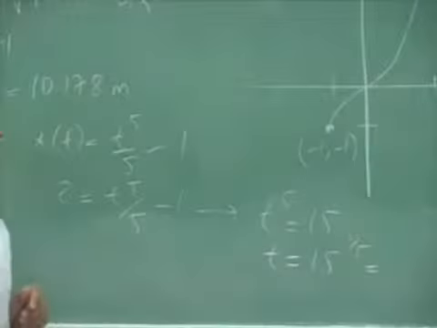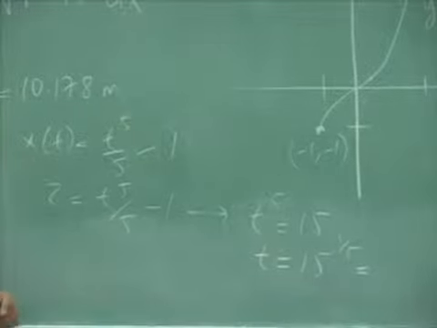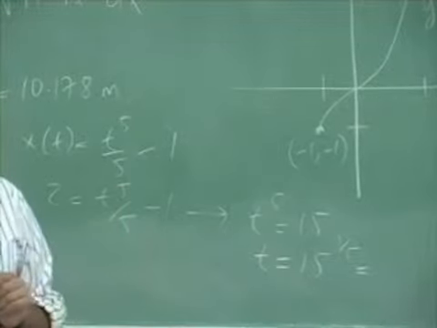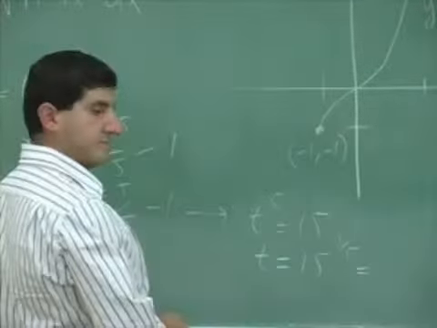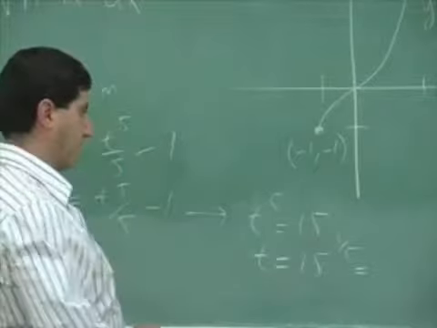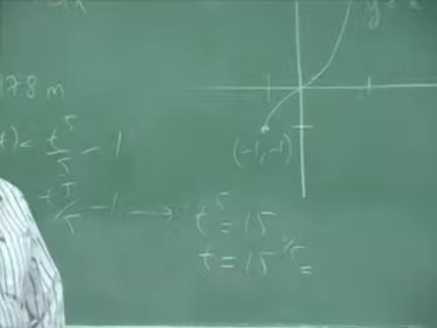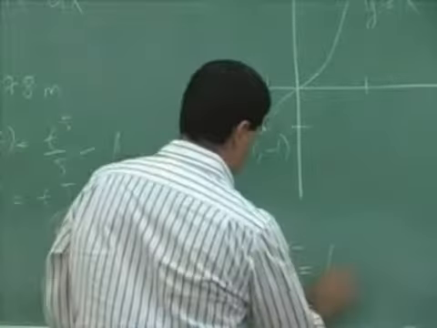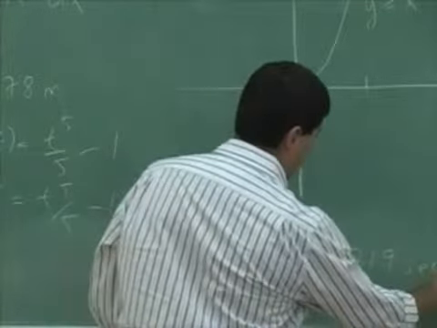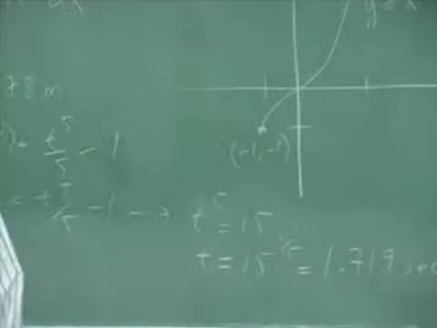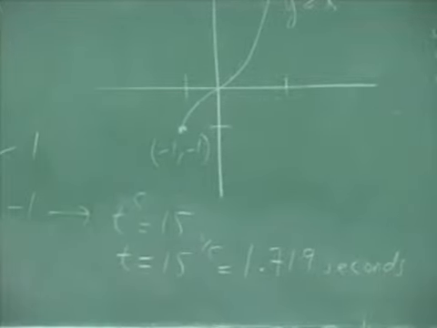15 to the 1/5 power. What is that? Give that to me in 3 decimal places, so we could be a little more exact here. 1.719 seconds. So almost 2 seconds. So that's the total time that it took from there to there. Okay?